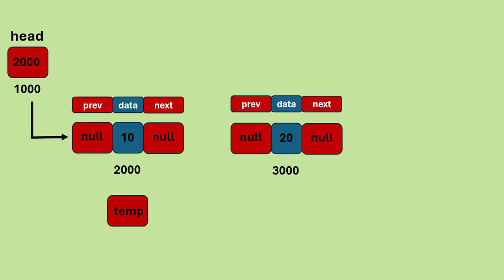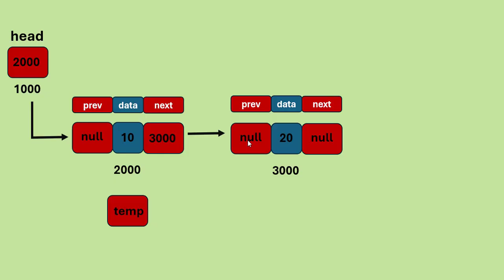So here check the condition. Temp is pointing to the memory location 2000. Temp.next is null. Null not equal to null, the condition becomes false, which means that this is the last node of my linked list. Now I'll take the new node address 3000 and store it in temp.next, which means the link will be created to move in the forward direction.